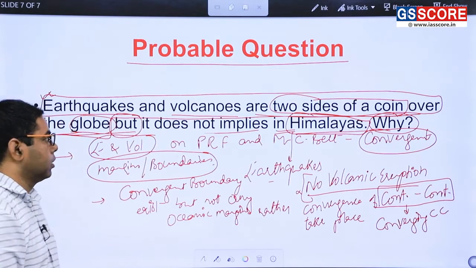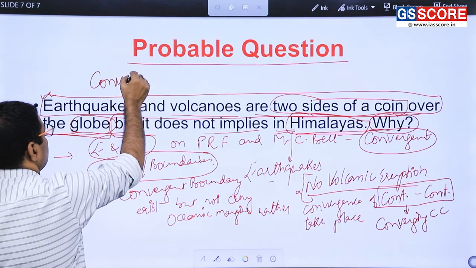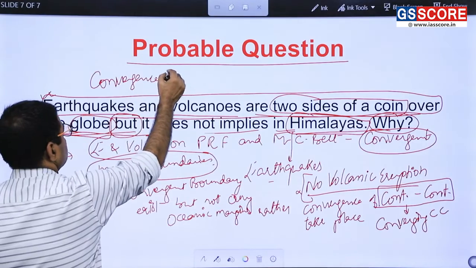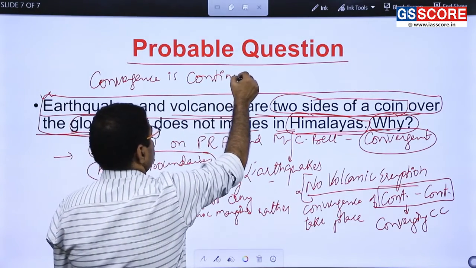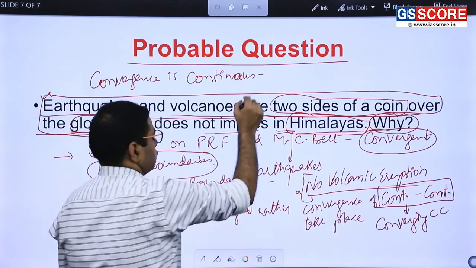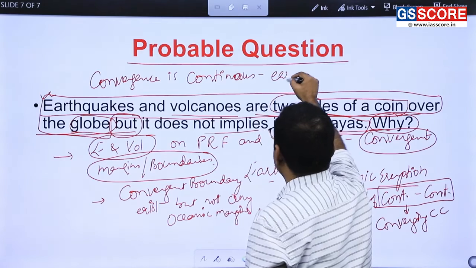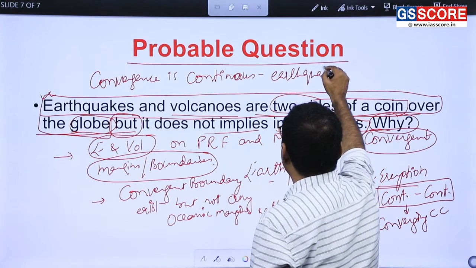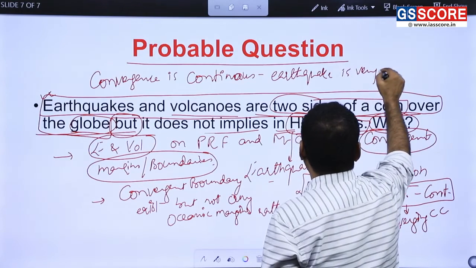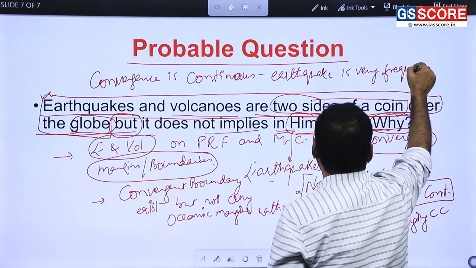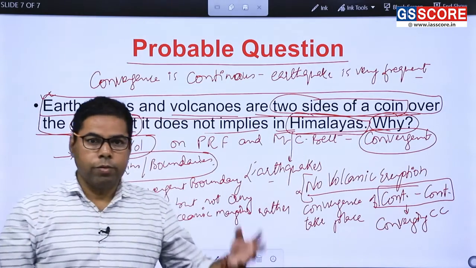But on the other hand, as convergence is continuous, therefore earthquakes are very frequent, right? So that will be your answer.